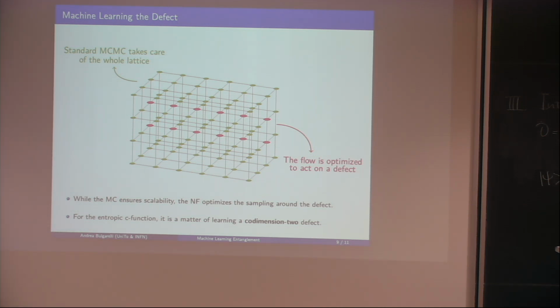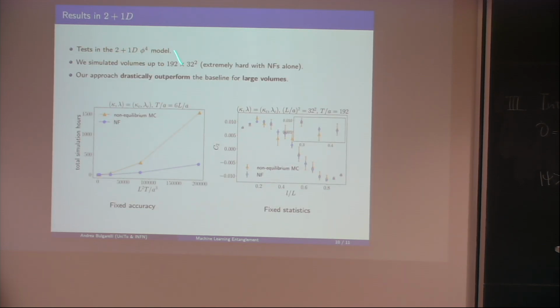So that's a quite simple idea, and we tested it in the phi to the 4 model to study the entanglement entropy, the entropic C function of the 2 plus 1 dimensional theory. That's hard for 2 reasons. First, in 2 plus 1 dimensions, there are not that many efficient ways to compute entanglement measures. And second, the lack of scaling of normalizing flows makes it hard to push them to 2 plus 1 dimensional models. And we compared our approach to Monte Carlo methods, and this plot is quite nice because here we counted the time we need to simulate to reach a given precision in the calculation of the entropic C function as a function of the volume of the lattice.